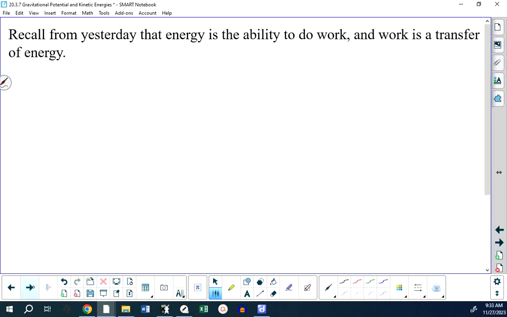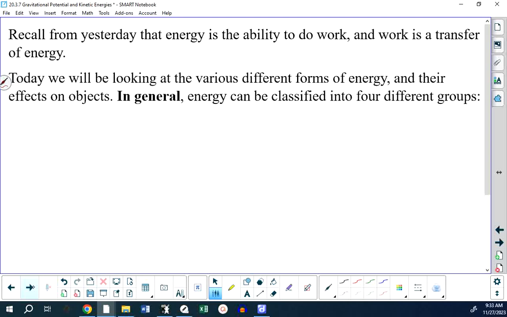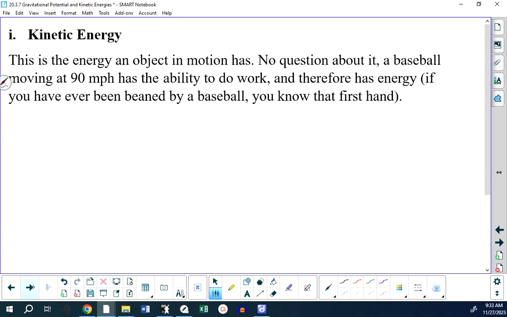And we learned that that's how you can calculate the work, by taking that force in that direction times the displacement. What we're going to be looking at today, though, is going to be energy in general. And we're going to be able to apply a different definition of work to this energy, namely that work is a change in energy. We're going to start with that day after tomorrow. So in general, there are 4 different types of energy. And when you get to Physics 30, we change this definition slightly.